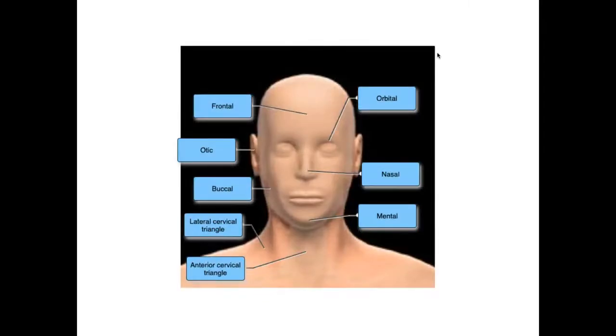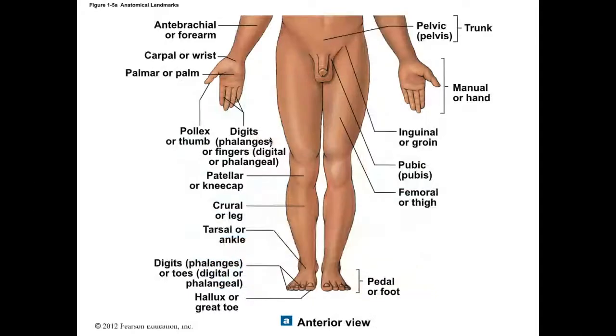So here, this has shown up on some lab quizzes in the past. These would be under like drag and drop. So in front of the forehead is the frontal region. The ear is called otic. The cheek is called buccal. The chin is called mental. The nose is nasal. And the eye is orbital. And then in the throat, you can see there's an anterior cervical triangle and a lateral cervical triangle. The SCM muscle, or the sternocleidomastoid, is a boundary muscle that separates the anterior from the lateral cervical triangle.